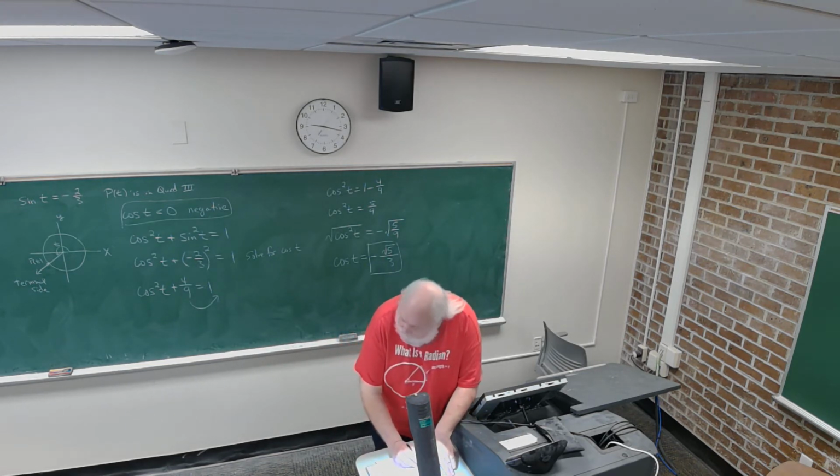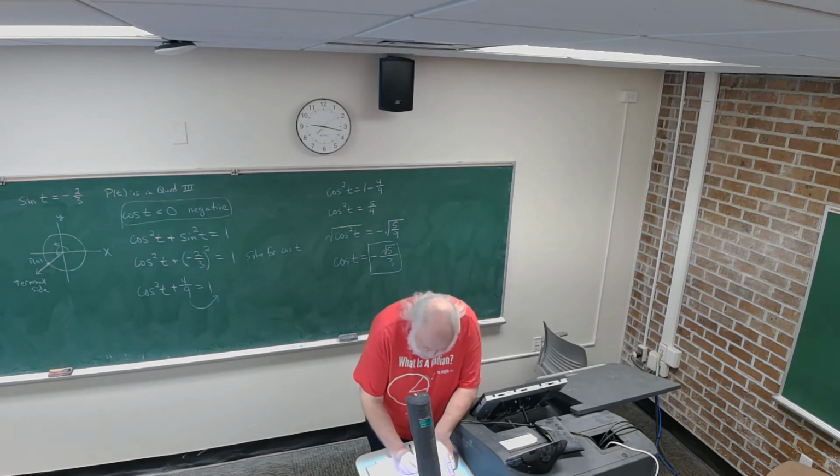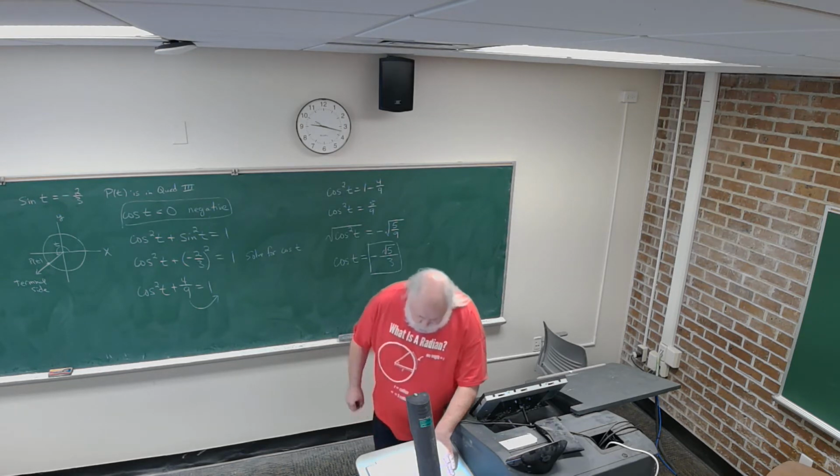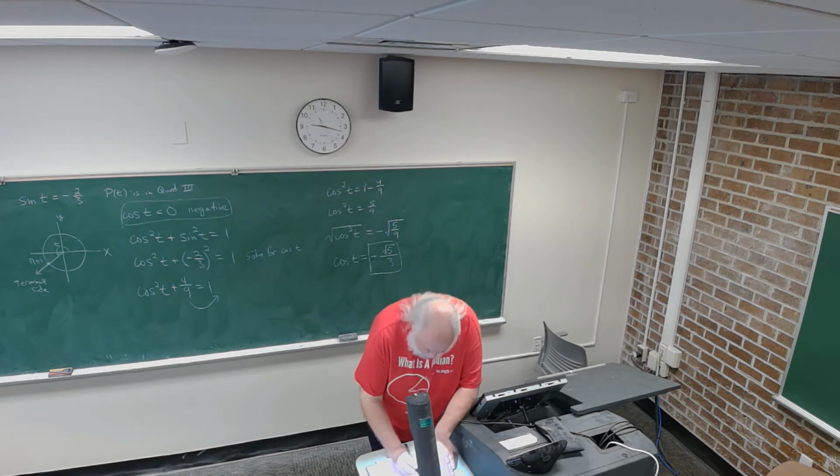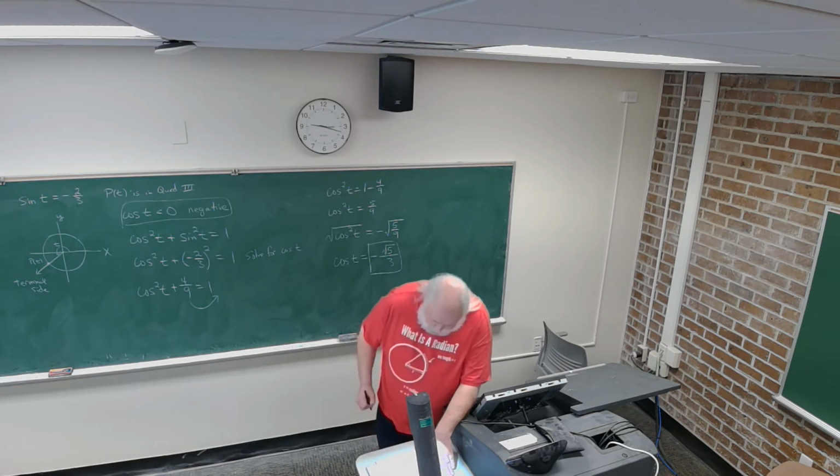Down here we have the angle 3 pi over 2 radians, which is the same as 270 degrees. So here's the angle 3 pi over 2 radians, same as 270 degrees. And that terminal side goes through the point (0, -1) on the y-axis. And so the cosine of 3 pi over 2 is equal to the x coordinate, which is 0, and the sine of 3 pi over 2 is equal to the y coordinate, which is -1.